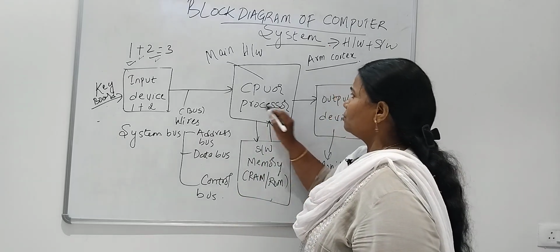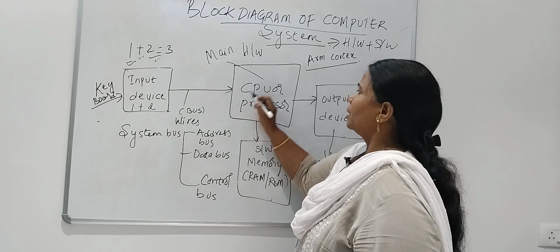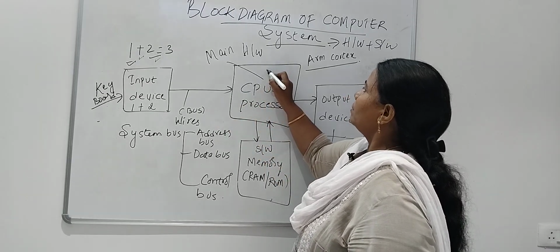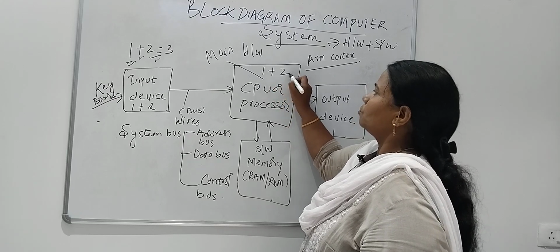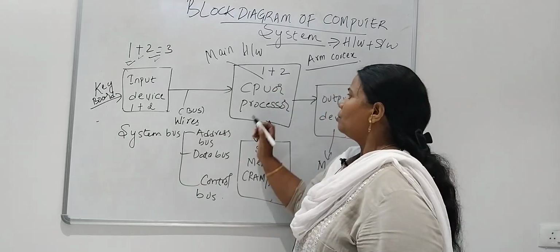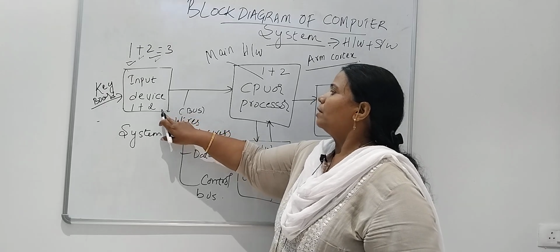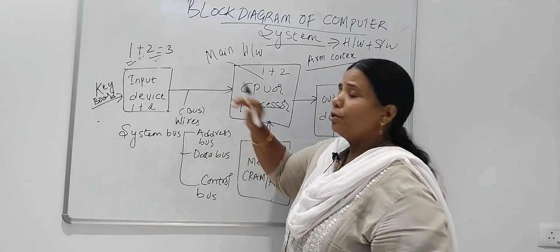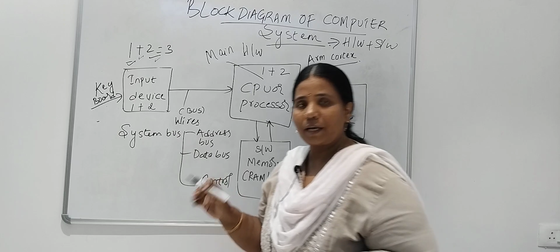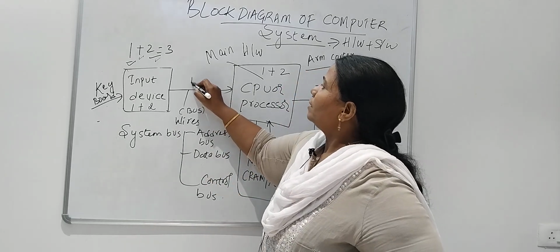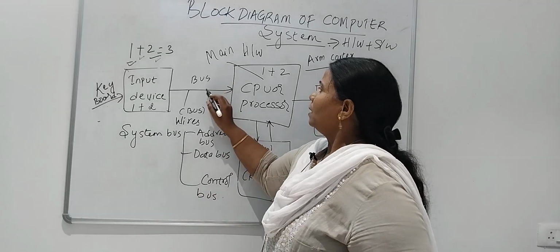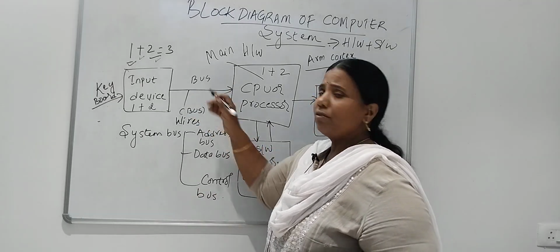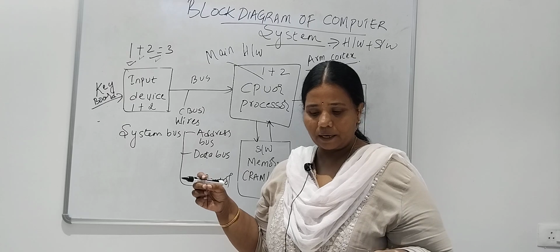Okay. So whatever input you take from the keyboard will be taken by your CPU. That input is nothing but 1 plus 2. Here you connect your input device with the CPU using a collection of wires. That collection of wires we call a bus. This bus, the collection of wires, is used to connect one hardware to another hardware.